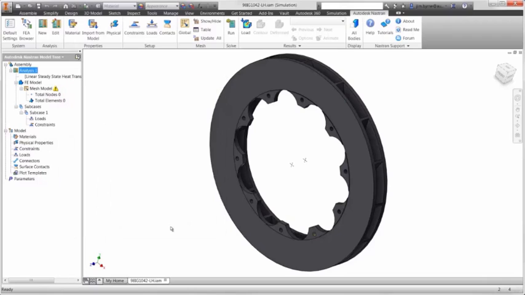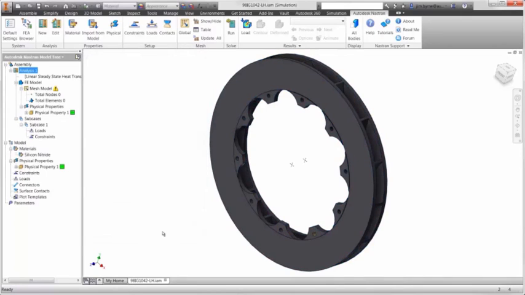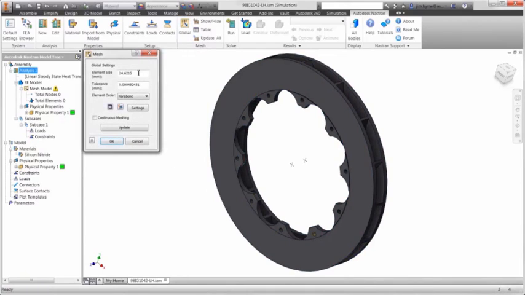The material properties can be taken directly from the CAD model. The material models include conductivity that we will use and the thermal expansion coefficient that will be necessary for structural analysis. Next, the part will be meshed.